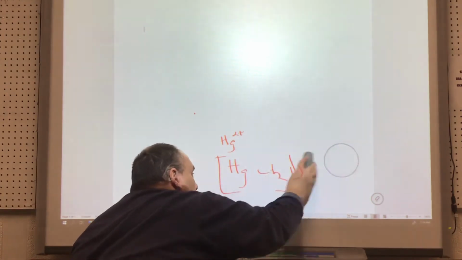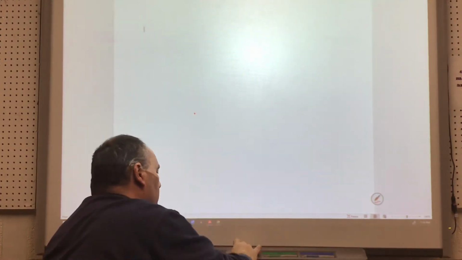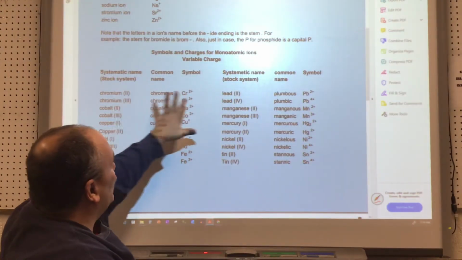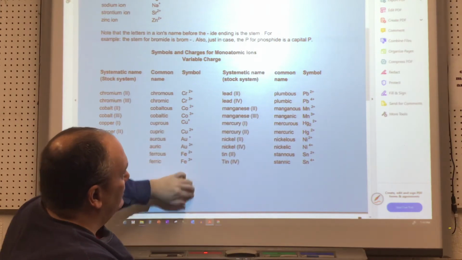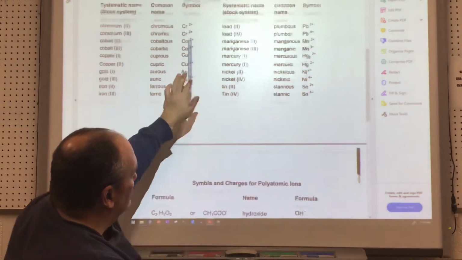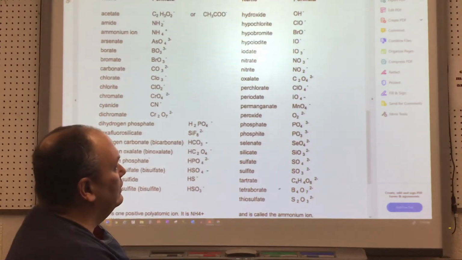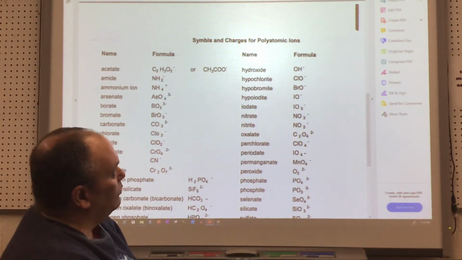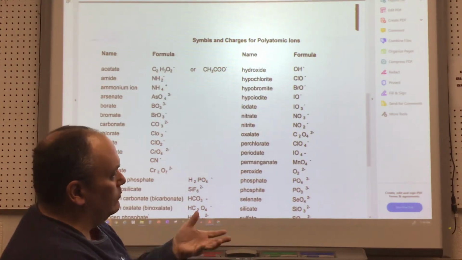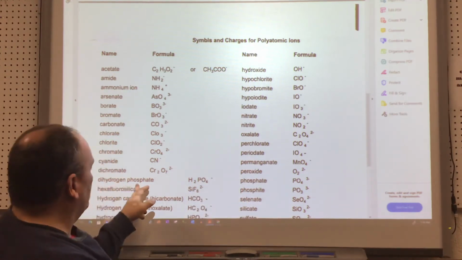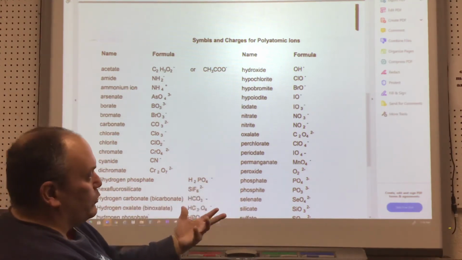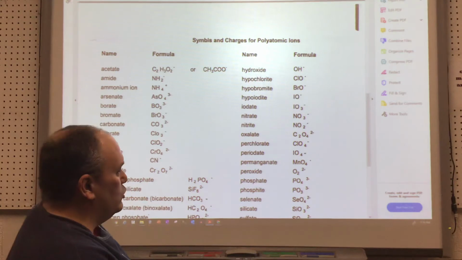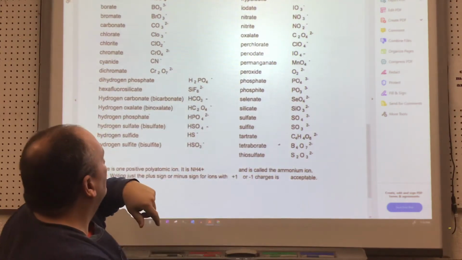Okay, so let's pretend that you got, and maybe you did, the common name and the stock system all done. So you've done all this stuff here. Now we know how to do that. Okay, fantastic. What about this side? What do we do over here? Well, this is on the back side of your chart sheet, and these are called polyatomic ions, meaning that they've got more than one element in them. Like dihydrogen phosphate here, it's got H and P and O, and it's got 3 in it. Perchlorate's got Cl and O in it. It's got 2. Some of them, I think there's one here that's got more. Oh, maybe not.